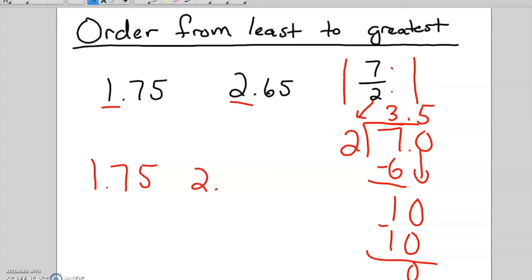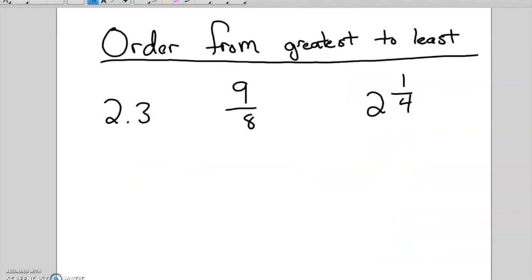1.75, 2.65, and 7 halves. Okay? So let's make sure you're actually working these out for your IXL. Make sure you get it right. Because as you know, if you miss one, you go back quite a bit. You just take the time and write it down. It actually saves you time in the long run. All right, greatest to least on this one. Go ahead. Push play when you have it.